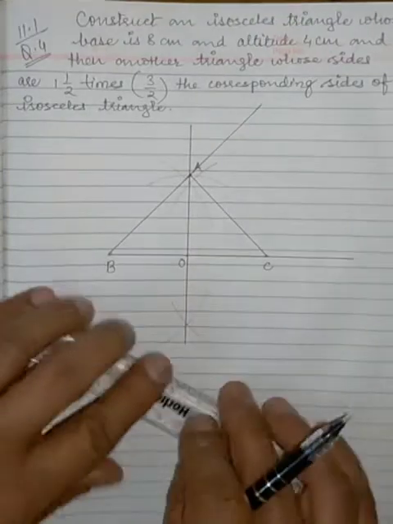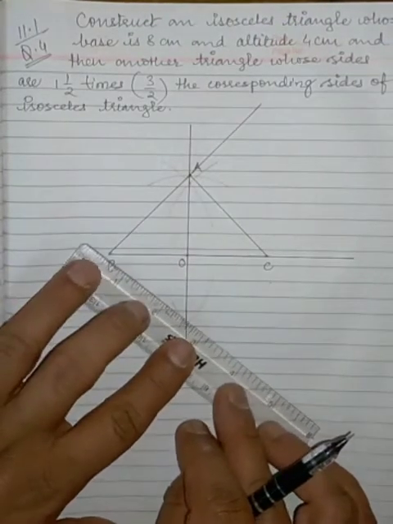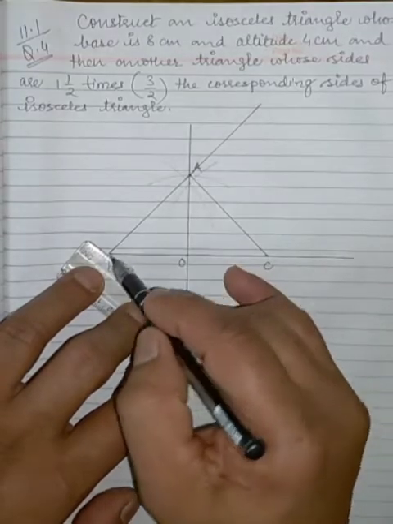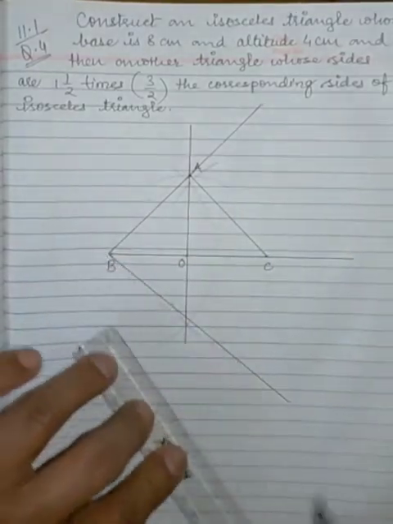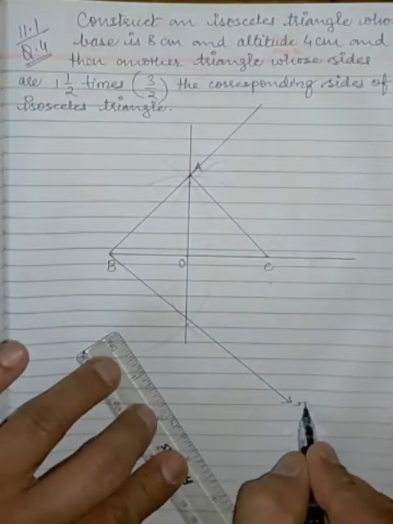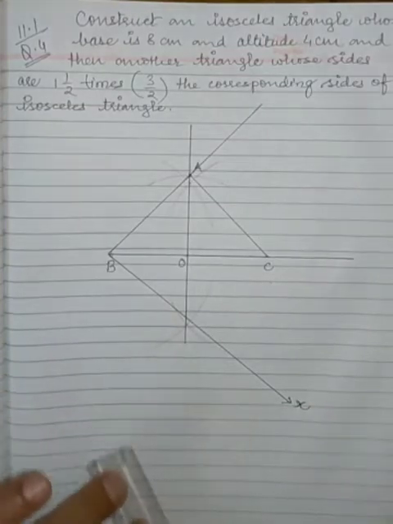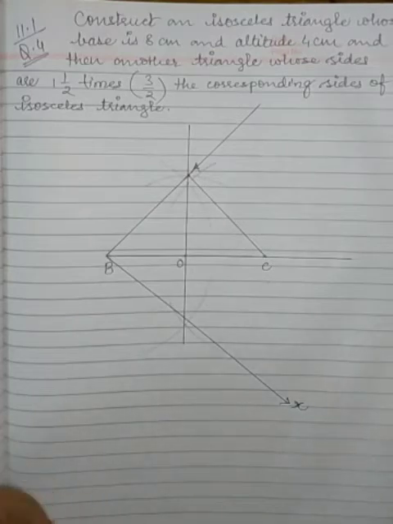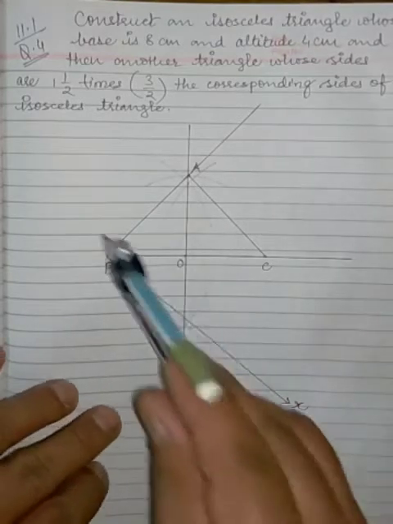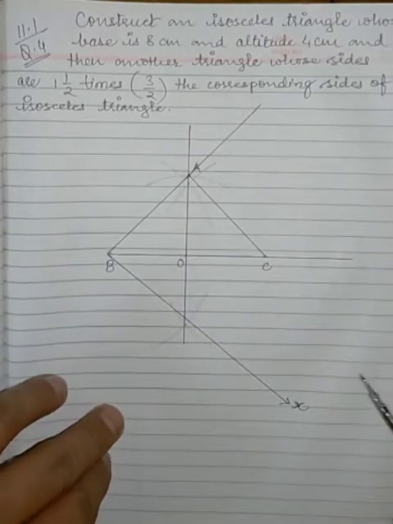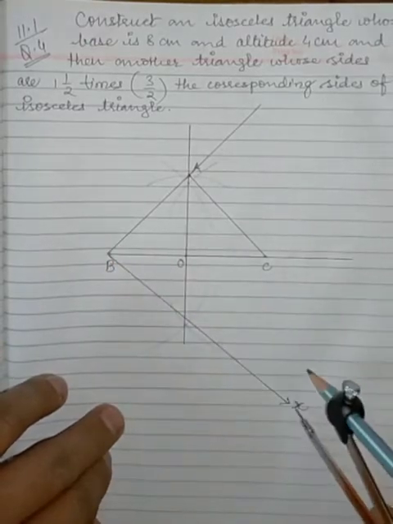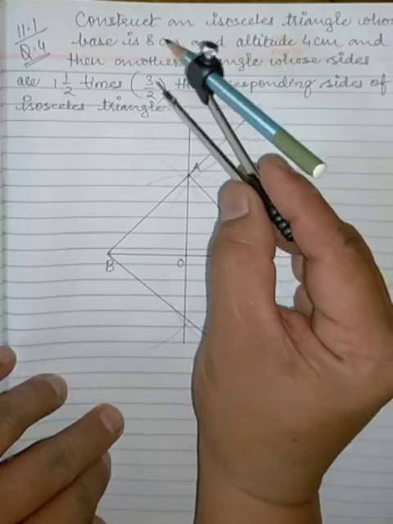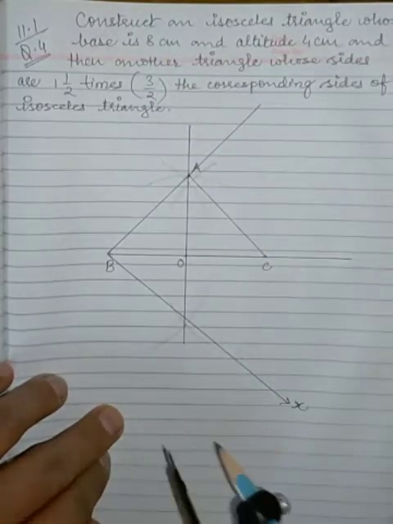Okay. And now from point B, we will draw another ray, let it be BX, and here on this BX we will draw 3 arcs. As you all know, on this ray we draw the greater number of arcs. Out of 3 is to 2, 3 is the larger number, so we will draw 3 arcs.